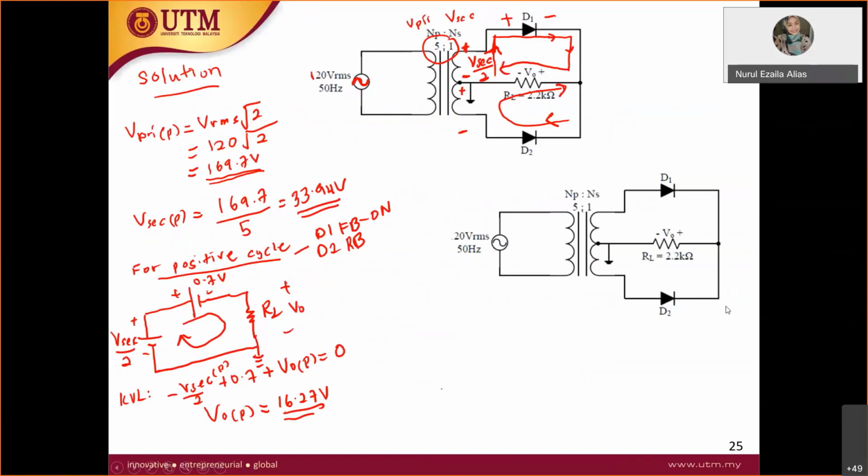Now I draw another one. I copy another one because I need to show you the negative cycle using a different color. So this is for the positive cycle, and this is for the negative cycle.